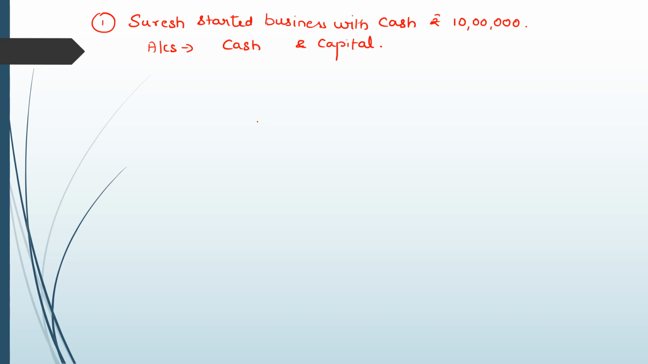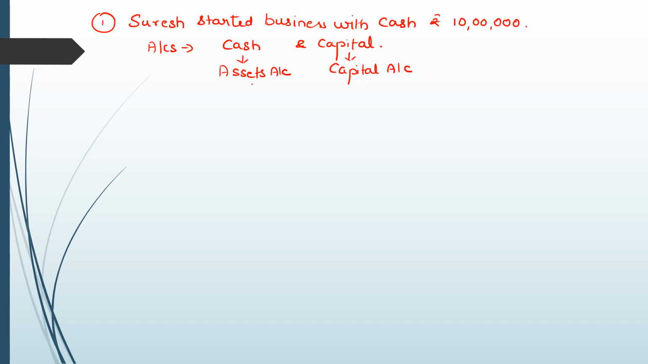Now, as per the classification, cash would come under the assets category. So it's an asset account, and capital is under the capital account category. So first step, we identified the 2 accounts involved, and then the categorization of the accounts. Cash being asset account, capital being capital account. Now we will go into the rules of debit and credit of these categories.